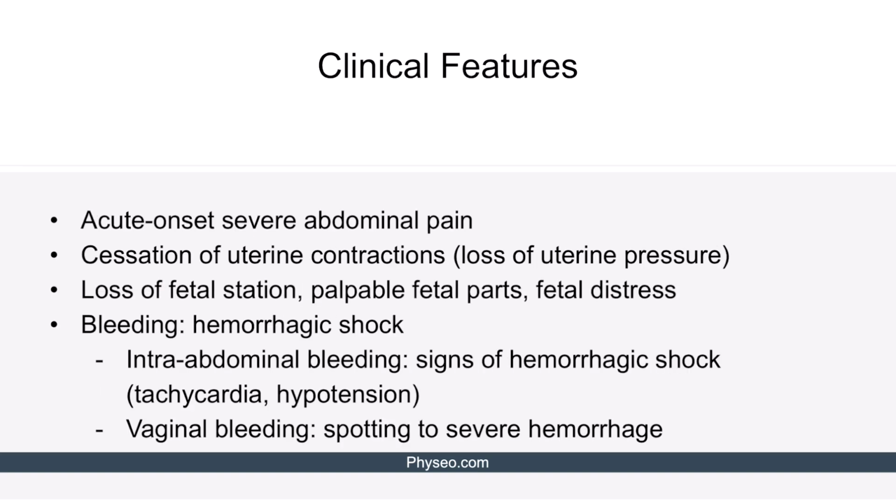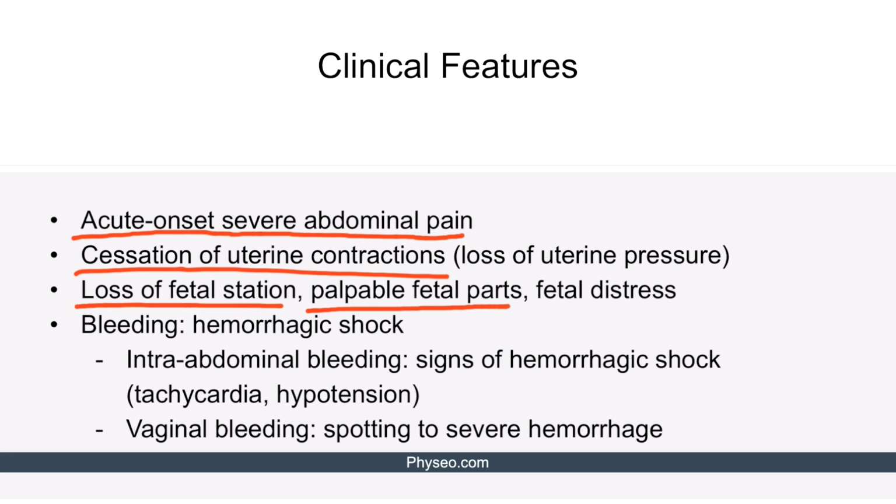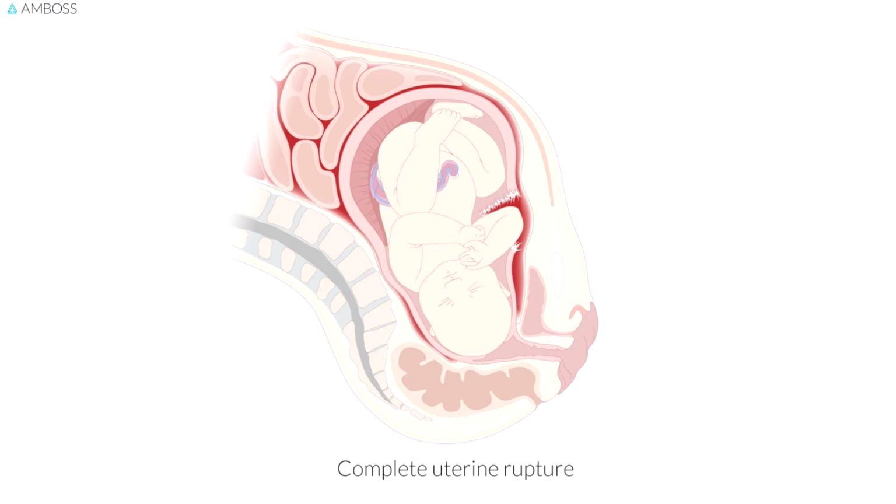Uterine rupture presents as acute onset severe abdominal pain with cessation of uterine contractions and loss of uterine pressure. Highly suggestive findings include loss of fetal station, palpable fetal parts, and fetal distress. It's important to note that bleeding can be intra-abdominal or vaginal. Patients with intra-abdominal bleeding will present with signs and symptoms of hemorrhagic shock, such as tachycardia and hypotension without evident bleeding as the bleeding is internal. Some patients may also present with vaginal bleeding, and if this is present, it can range from spotting to severe hemorrhage.